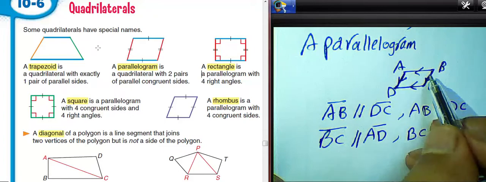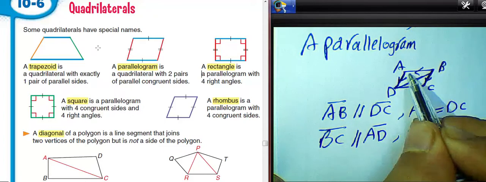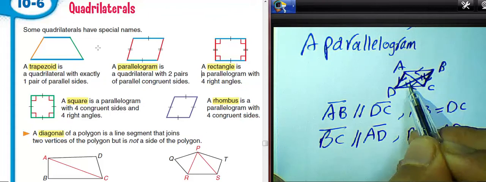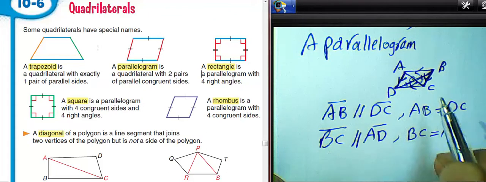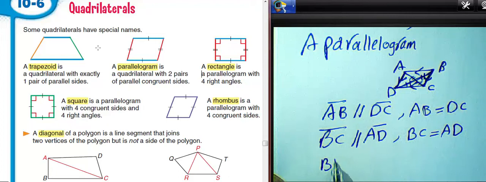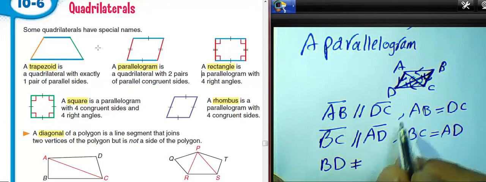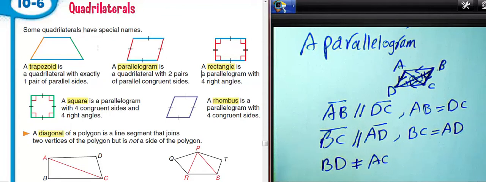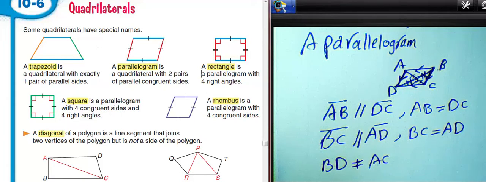Okay, and what about the diagonals? The two diagonals are not equal in length and not perpendicular, and they bisect each other. Okay, BD is not equal to AC. We have two diagonals not equal in length. That is about the parallelogram. A parallelogram is a quadrilateral with two pairs of parallel congruent sides.